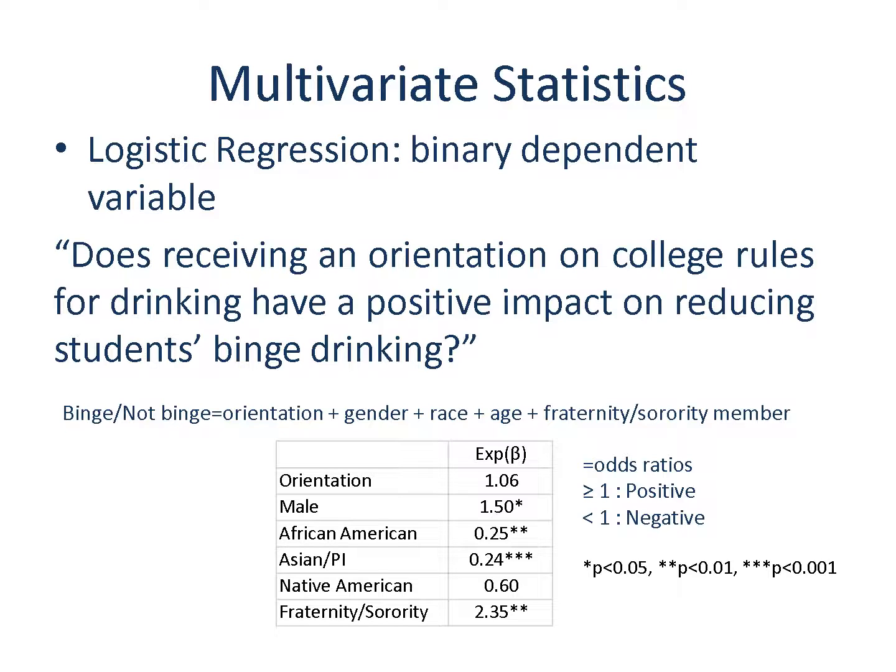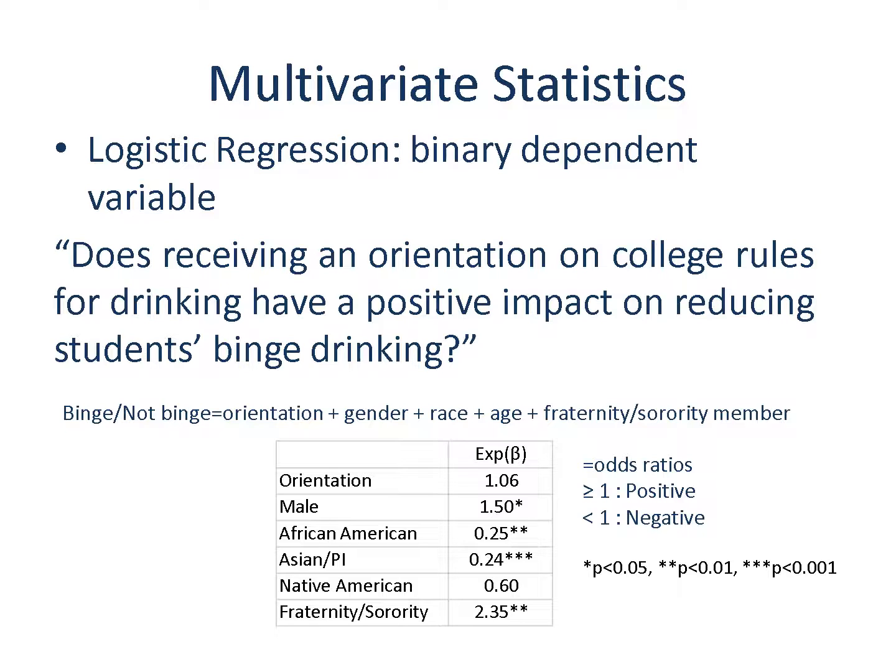Again, we start with looking at the significance. We see that being part of a fraternity or sorority has a significant relationship with the student's chances of binge drinking. Now we look at the number. In this case, the odds ratio is 2.35, which is bigger than 1. So the result suggests that being in a fraternity increases a student's odds of binge drinking.